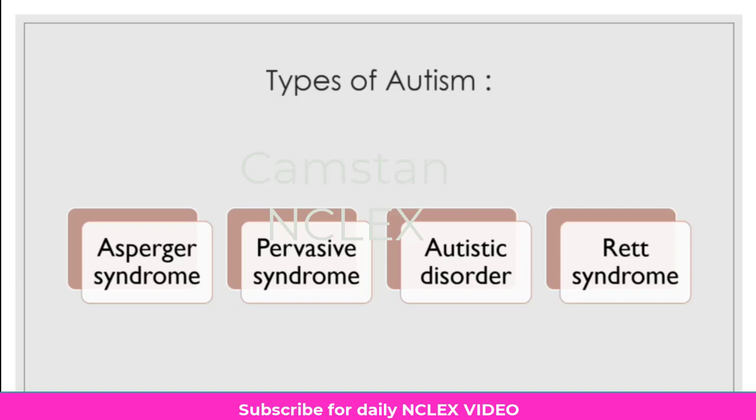And last is Rett syndrome. Basically it is found in girls, and communication impairment is seen. It impairs the person's ability to move hands, and causes teeth grinding, mental retardation, and delayed growth. These are mainly the four types of autism.